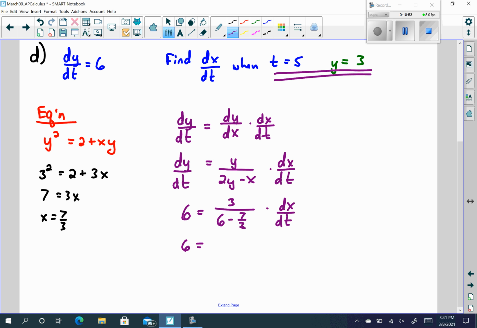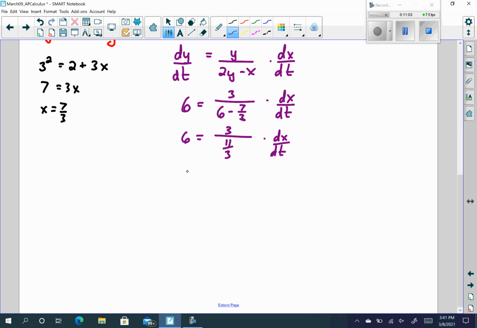So we're going to get 6 is equal to 3 over, we could say it's 11/3 times dx over dt. We can multiply by the reciprocal here. So we're going to get 9/11 times dx over dt. And then we can multiply by that reciprocal. So we're going to get 66 over 9, or we could say dx over dt is going to be 22 over 3.